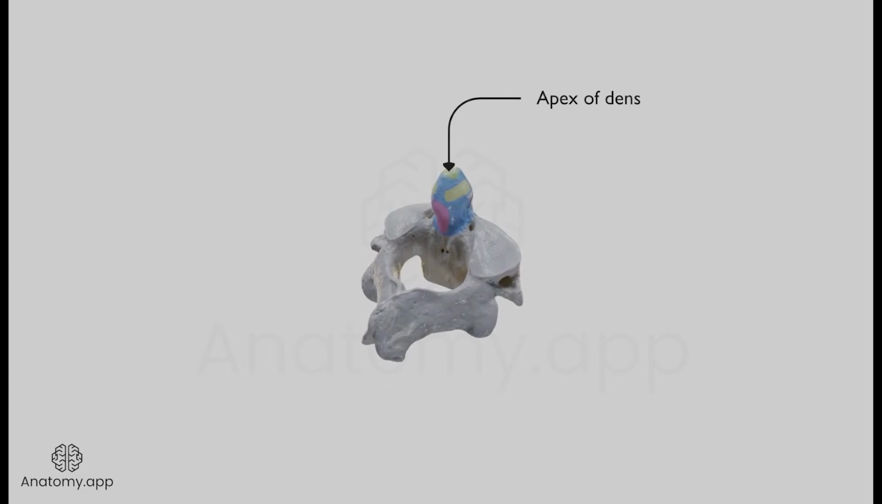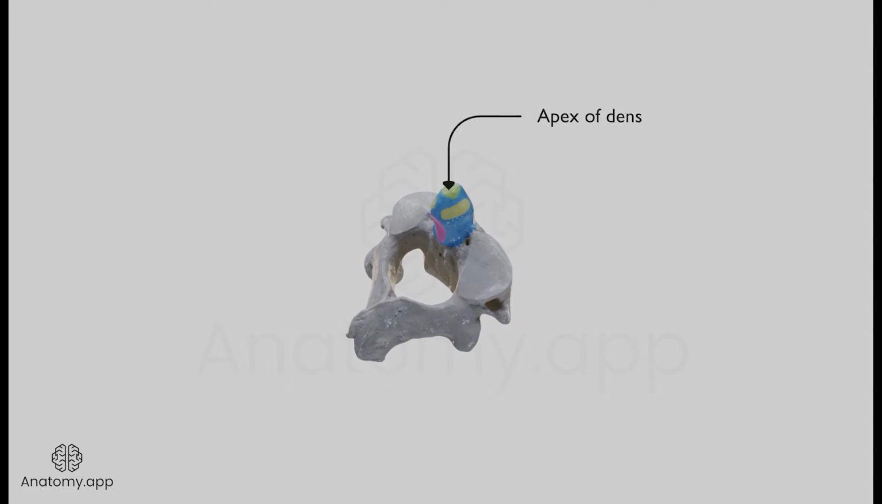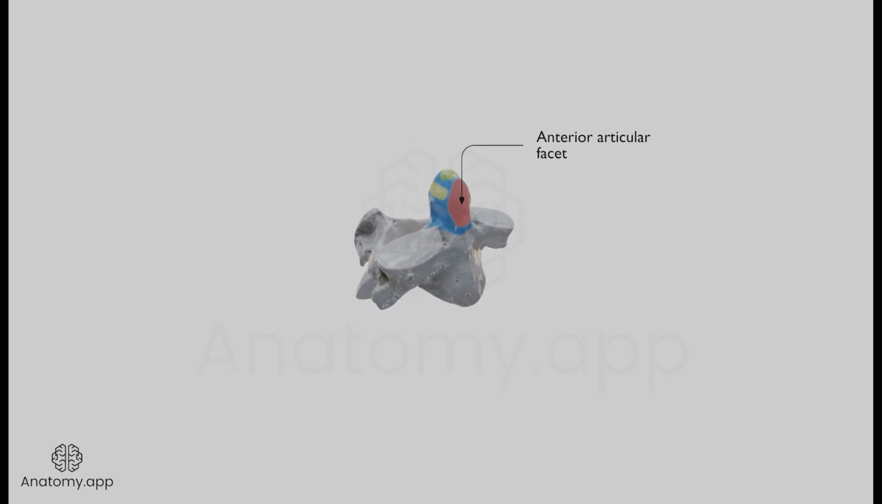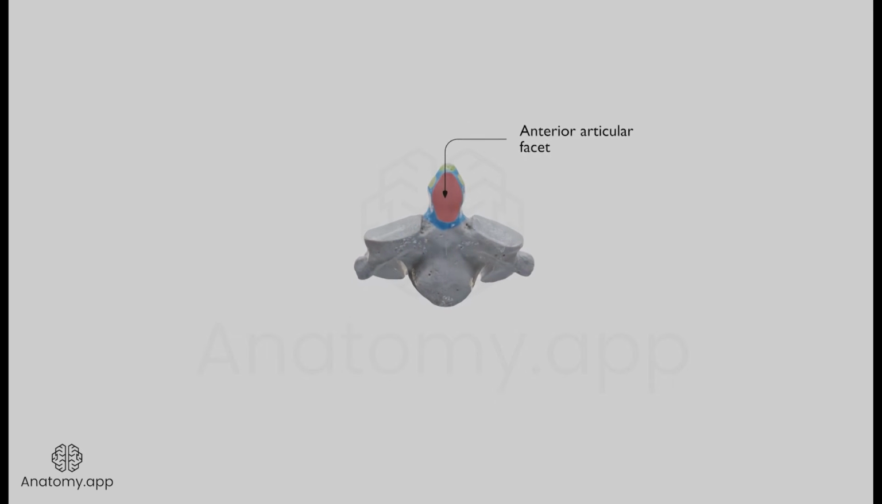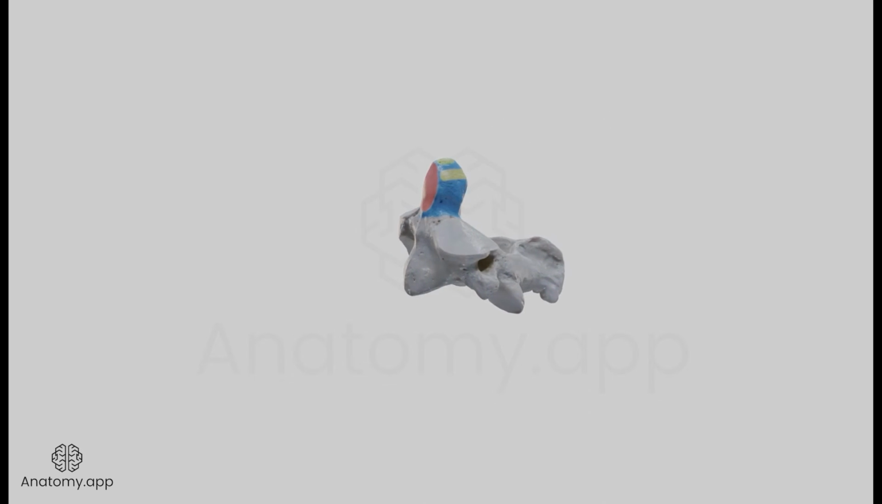Apex of the dens, the highest point of the dens, serves as the attachment site for the apical ligament of dens. Anterior articular facet, found on the anterior surface of the dens. Articulates with a facet for dens, situated on the anterior arch of the atlas.